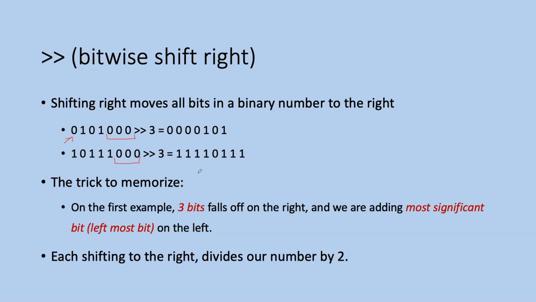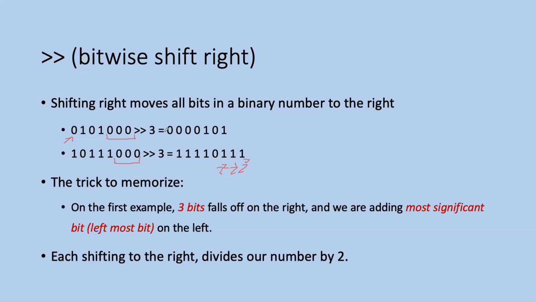Now, same concept on this case. This is binary: 2 to the power 0, 2 to the power 1, 2 to the power 2. Now, each shifting to the right. If we're going to the left, we were multiplying by 2. But if we're going to the right, we're dividing by 2. So each shift to the right divides a number by 2. Another key concept that we need to remember.